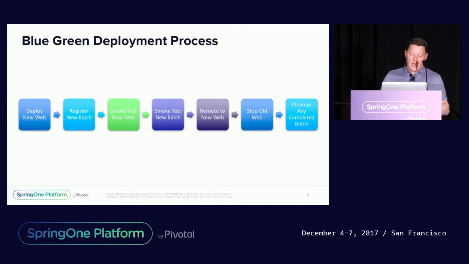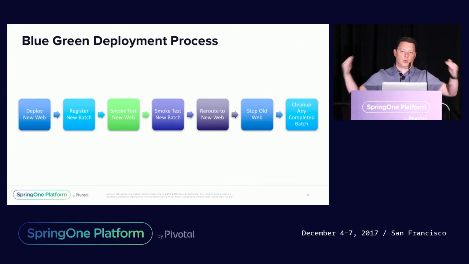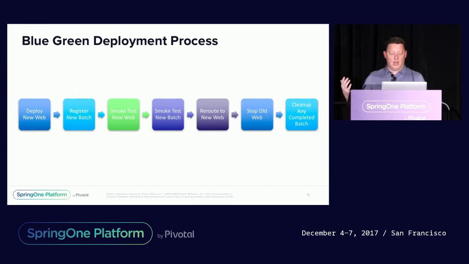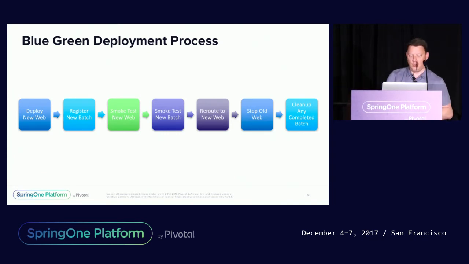So now this is what our pipeline looks like. You deploy the new web app, then the script runs that registers the new version of the batch, and then right here you smoke test the web and the batch. I know they're in sequence, but they're actually done in parallel. Then reroute the web traffic to the new web once those both are done, stop the old web app, and then clean up any completed batches, tasks that you have hanging out on Cloud Foundry. I'll go over smoke testing and that cleanup in a little more detail at this point.